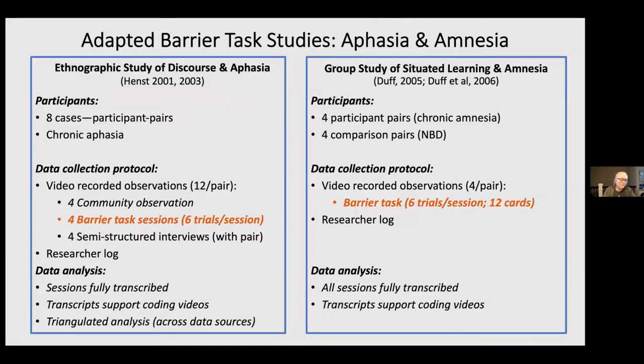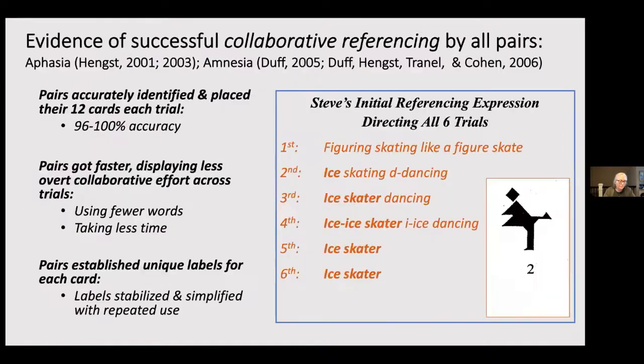I had noted two of the research studies that we did using this adaptive barrier task. One was the one I conducted with participant pairs managing aphasia, and the other was a study that Melissa Duff conducted with pairs managing amnesia. And we found that there was successful collaborative referencing by all pairs in both studies. Pairs accurately identified and placed their 12 cards each trial. They got faster across trials and displayed less overt collaborative effort. And they established unique labels for each of the cards that stabilized and simplified.